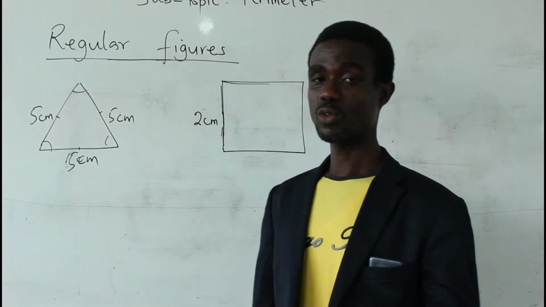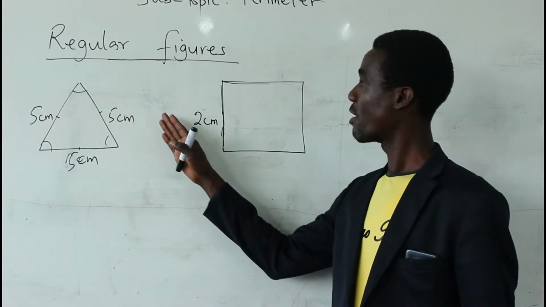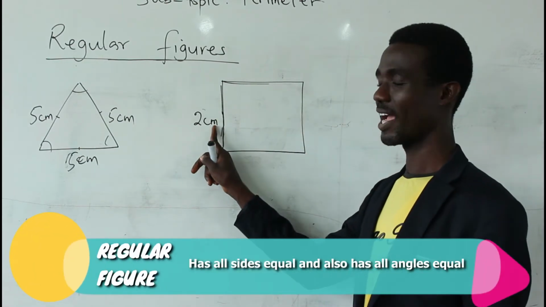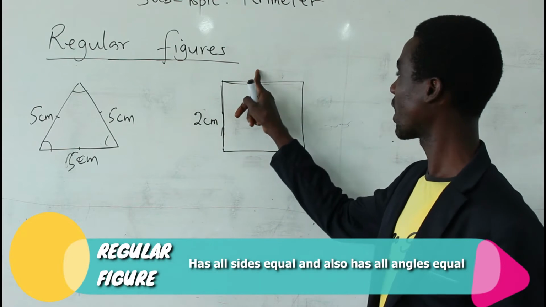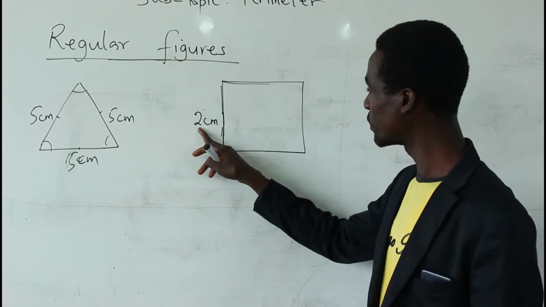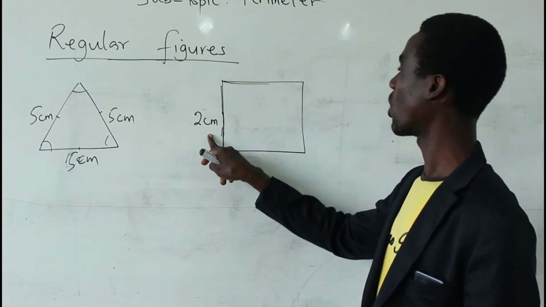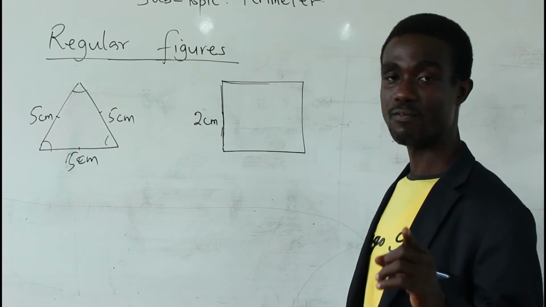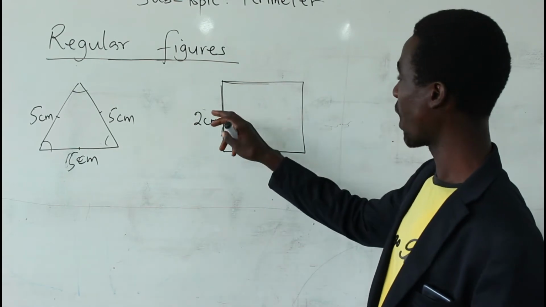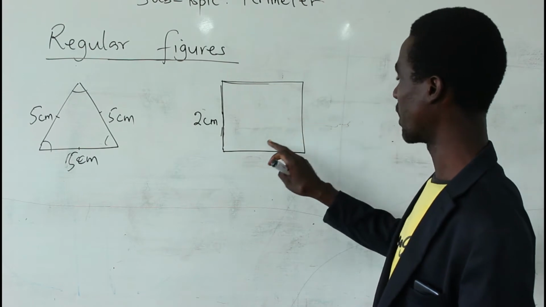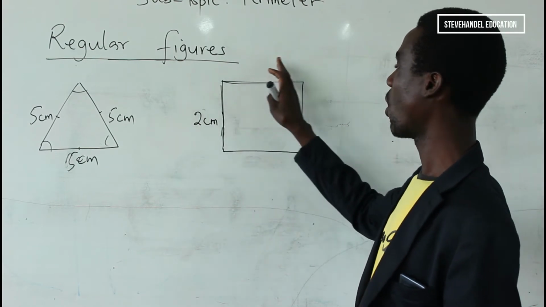Therefore, since you know that a regular figure has all its sides and angles equal, when you are given one side, you should know that all the other sides are of the same length. Therefore, a square with 2 centimeters on one side should have 2 centimeters on all of the other sides. Therefore, in finding the perimeter, you're supposed to add this side and 2 here, another 2 here, another 2 here to get your perimeter all over.